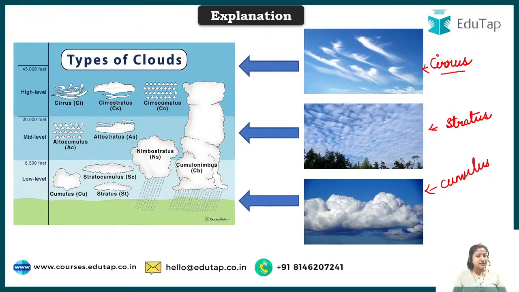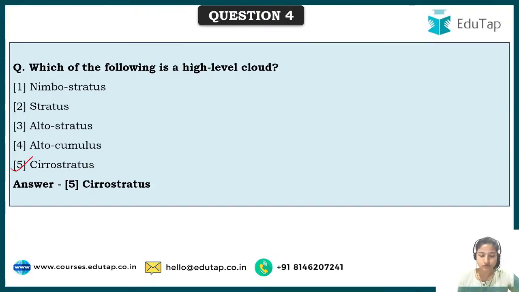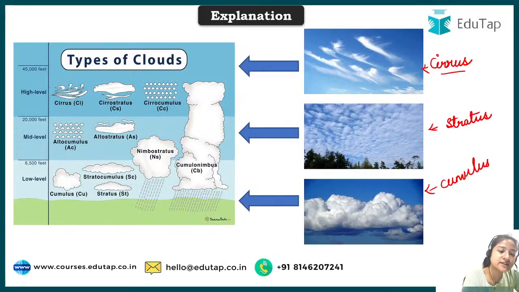So these are the three basic types, and then there are different combinations of these clouds also, whose names you can see at the left hand side. These clouds are present at different heights, and here you can see the low level, middle level, and high level clouds, and the different combinations. So in our question, it was cirrostratus. This one is the cirrostratus. Basically cirrostratus is a mixture of cirrus and stratus. This is our high level cloud.